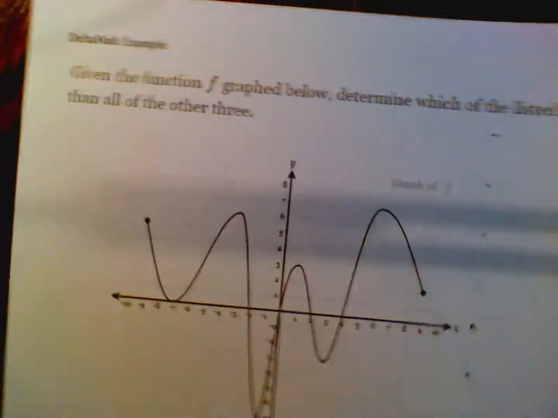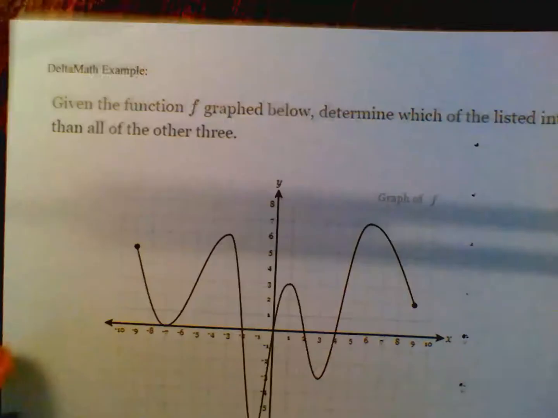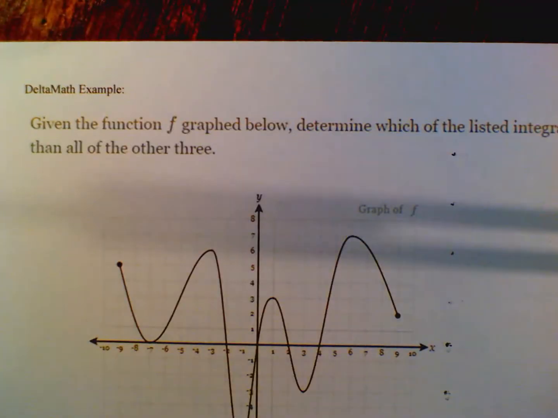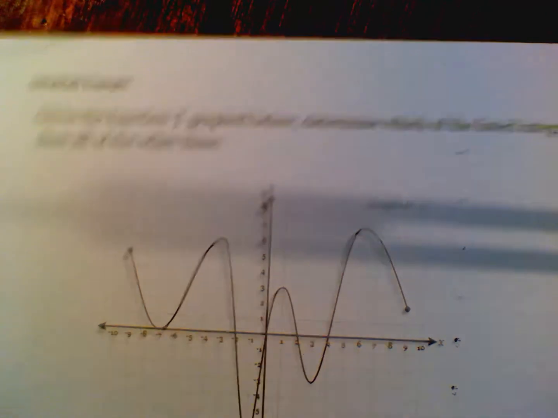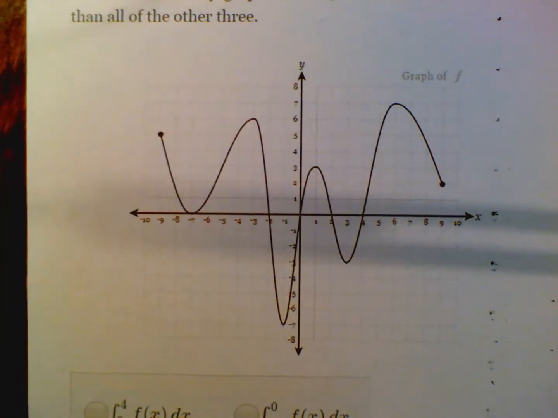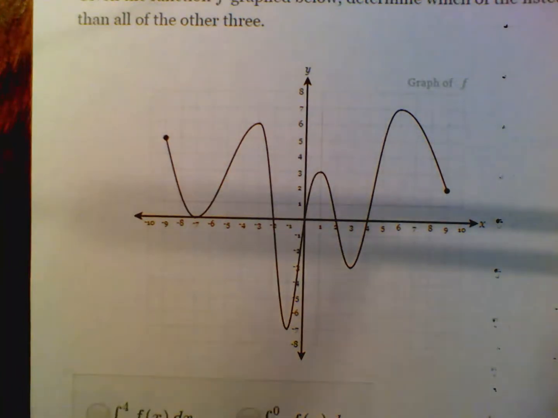Now on Delta Math, you're going to practice, and I'll do an example. Given the graph of the function f below, determine which of the listed integrals is less than all of the other 3. First, from 0 to 4.